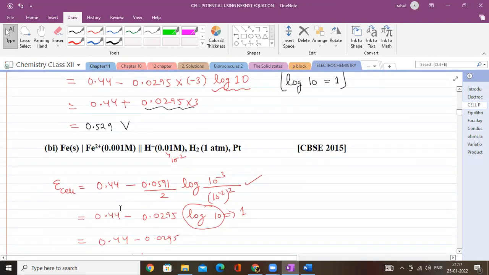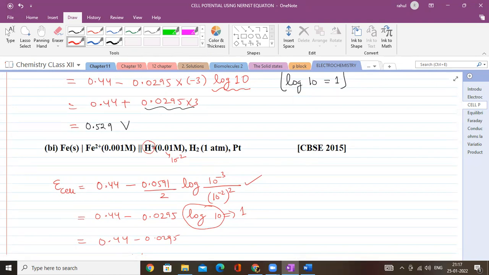Now there is another question which was asked in the same way in CBSE 2015. The question is same. The only thing is, in the previous question, the concentration of H positive was given 1 molar. In this question, it is given 0.01 molar. So that means it is 10 to the power minus 2 molar.